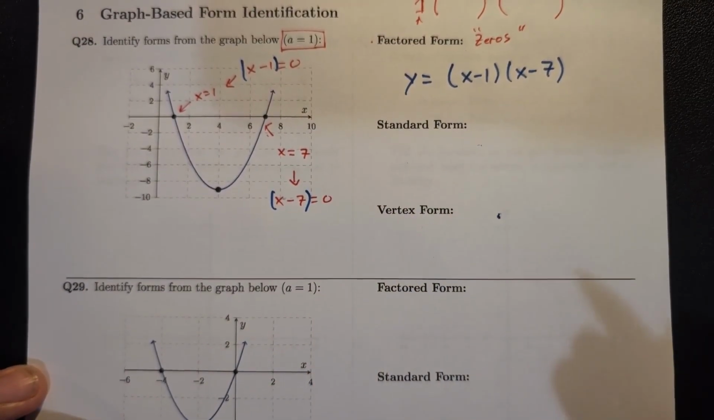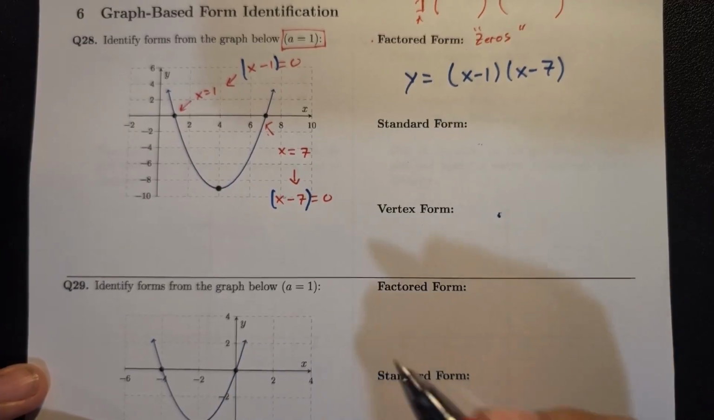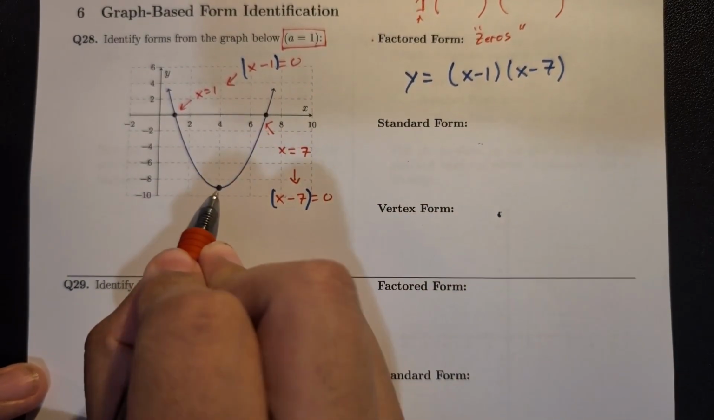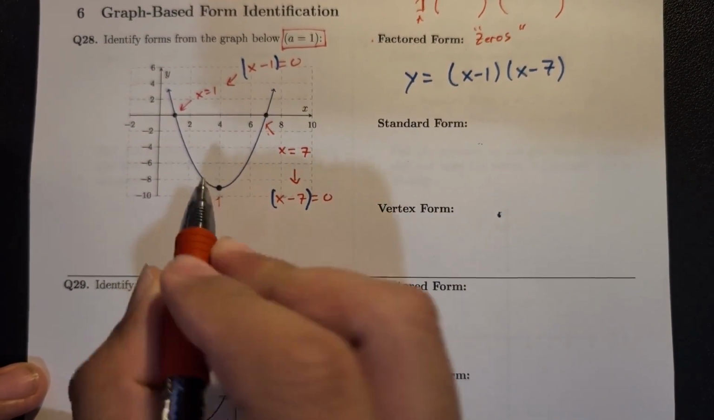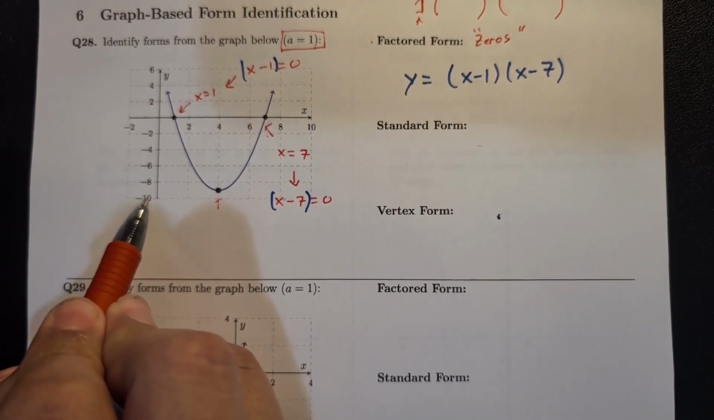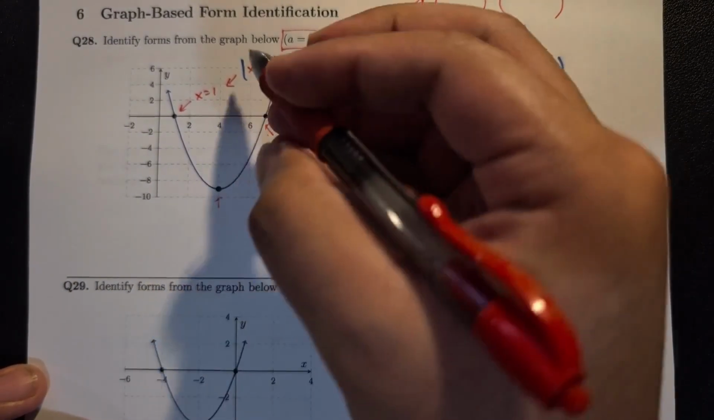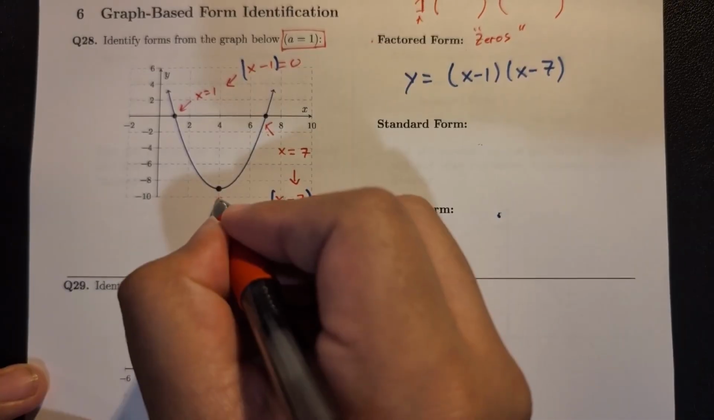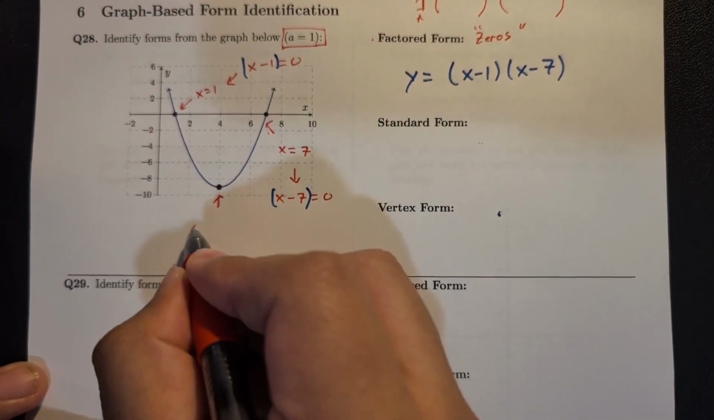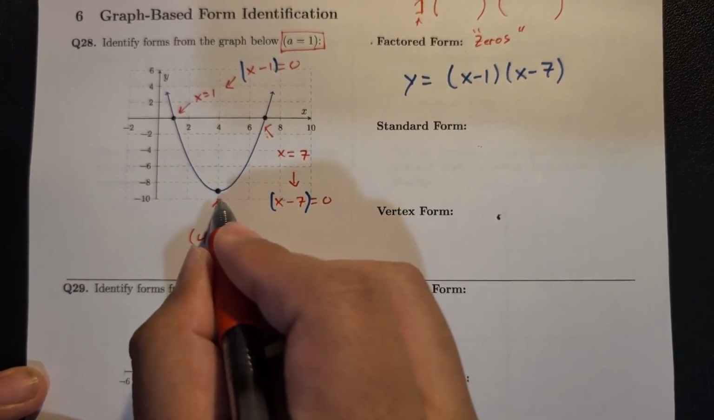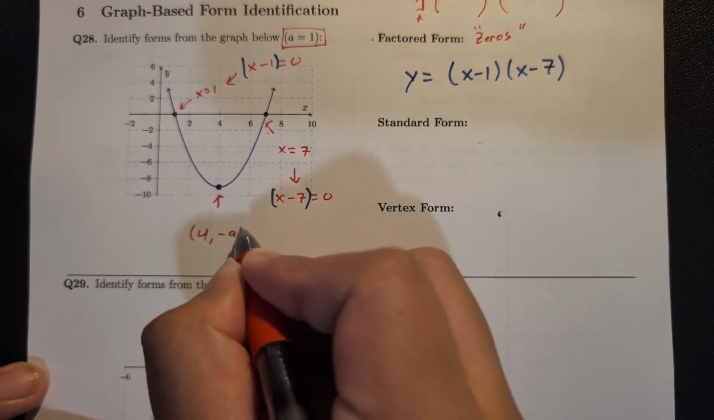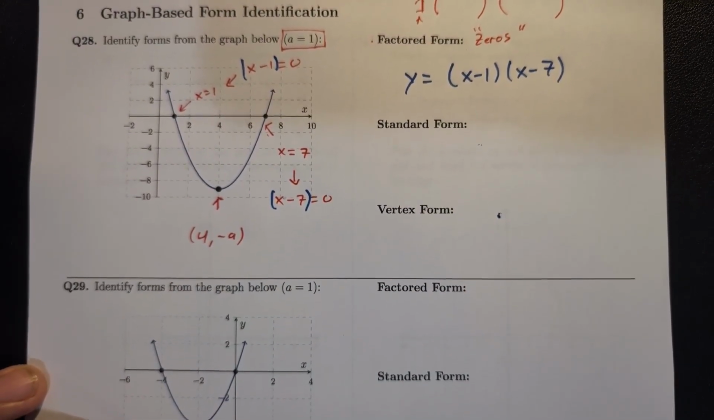Vertex form. Now here, this one's a little bit more involved. This point is between -8 and -10, and it's at 4. So this point is 4 and -9. 4 and -9.